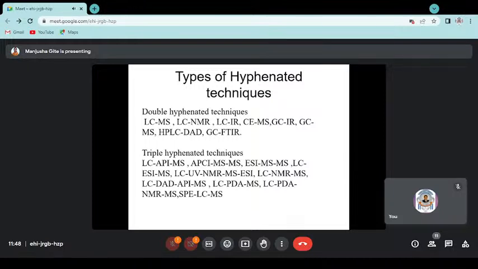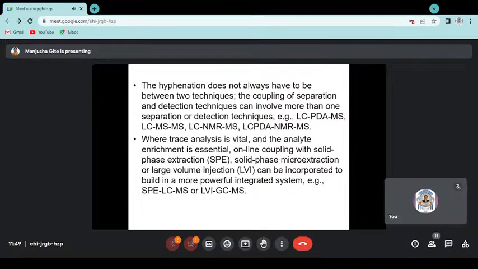So these triple hyphenated techniques, or the hyphenation of two or more techniques, are generally used for higher separation as well as for higher quantification. So hyphenation does not always have to be between two techniques. The coupling of separation and detection techniques can involve more than one separation or detection technique, like LC-PDA-MS. So liquid chromatography, photodiode array detector, and mass spectroscopy. So LC is the separation technique, and PDA and MS are the detector techniques.